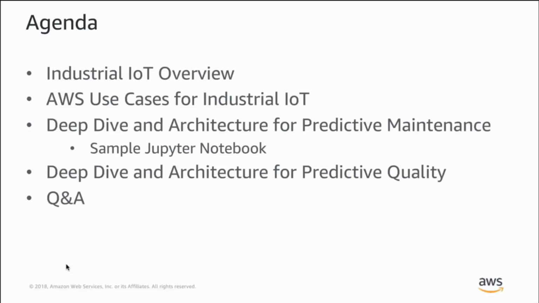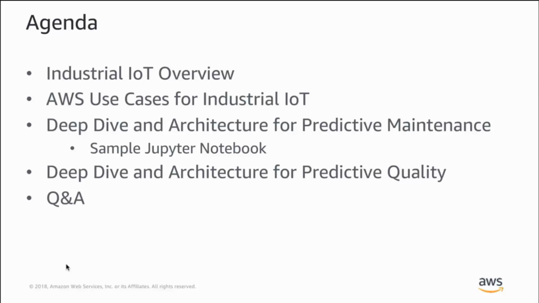Today we're going to do an overview of industrial IoT and the trends that we're seeing in the market. Then we're going to dive into some use cases where we're seeing customers build solutions for industrial IoT using our services. We're going to dive deep into a couple of architectures on predictive maintenance, and we're going to walk through a Jupyter notebook that looks at predictive maintenance for turbofans in aircraft.